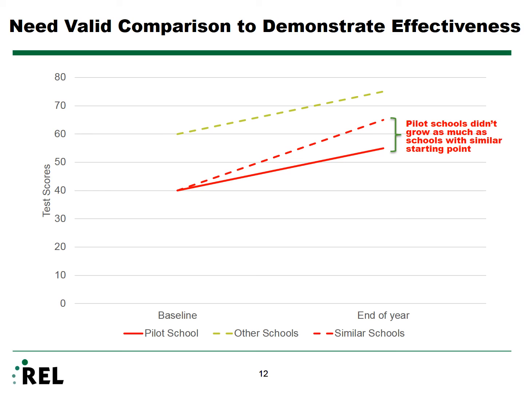To assess whether a program is effective, we need to compare outcomes for the pilot school to a valid comparison group of schools. We want to compare apples to apples. In this case, we compared the pilot school to other schools with similar baseline test scores.